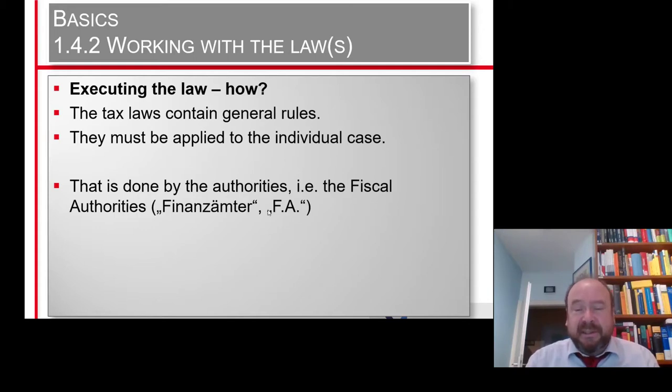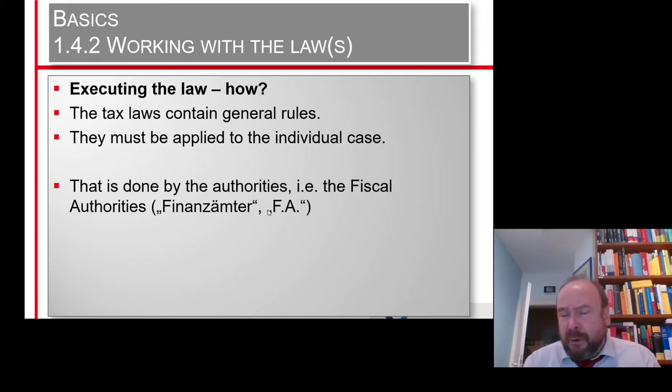These general rules then must naturally be applied to the individual cases. So the fiscal office then has to check who fulfills that condition. I have an annual income of 10,000, then they write me a letter, you owe us 500, and then collect the money. This is done by the authorities, so the executive branch of the state. The institutions which execute the laws are called the authorities. And in Germany, that is, for example, at the lowest level, the city level, where you live, the Finanzamt.